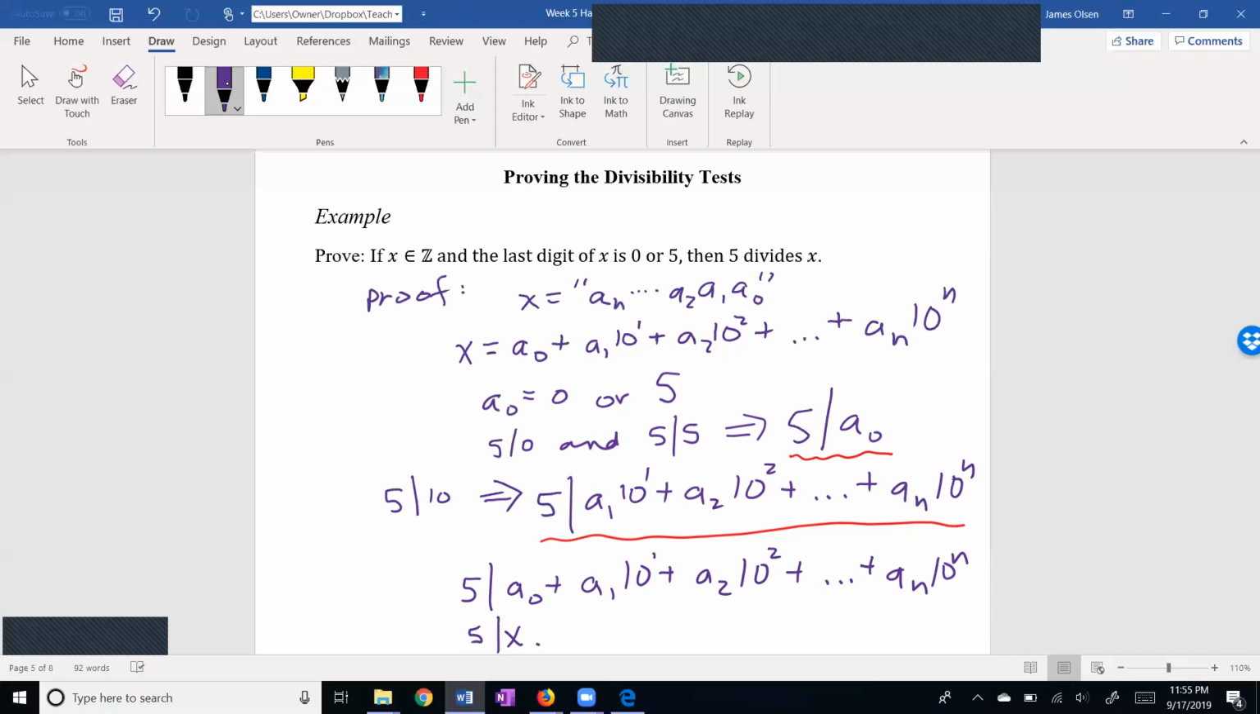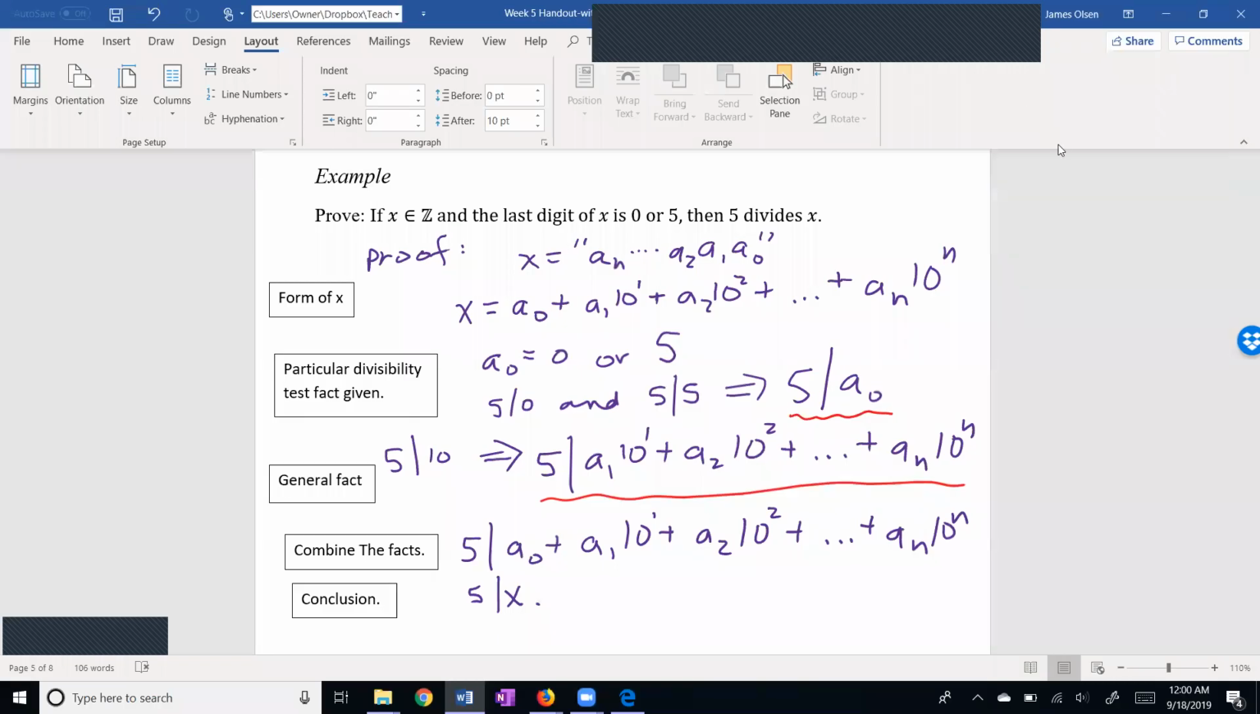Now let's take a look at the basic flow of this proof. Here's the general flow. We set up x, the form of x. We have the particular divisibility test fact that is given. Then we have a general fact. We combine the facts and we get our conclusion. Let's look at another example so we see how this flow works.